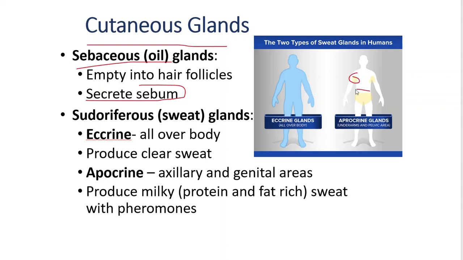There you can see the apocrine glands being associated with those areas. And then the sweat glands are also called sudoriferous. The eccrine, of course, are all over the body. The apocrine are the ones that produce that fatty sweat that the bacteria feast on.